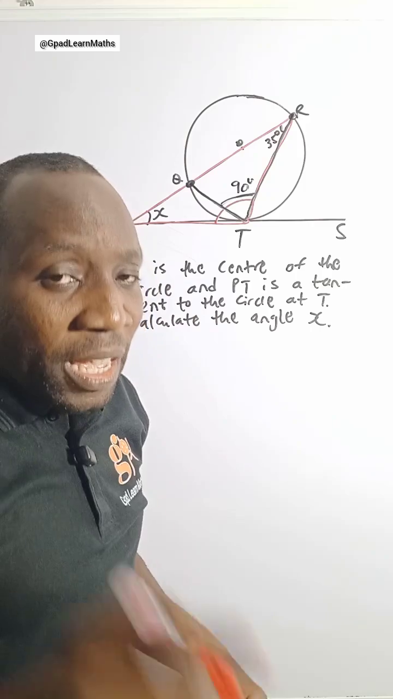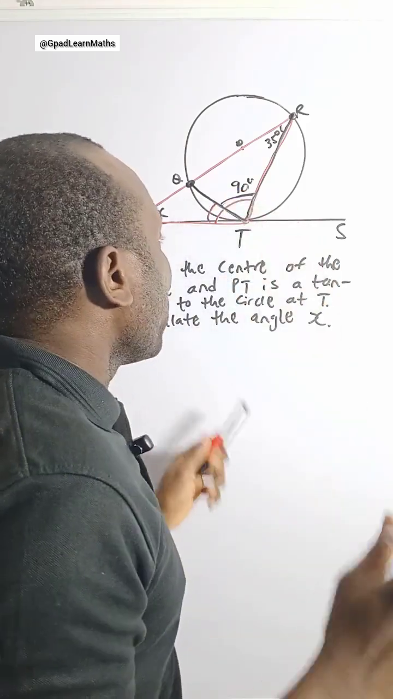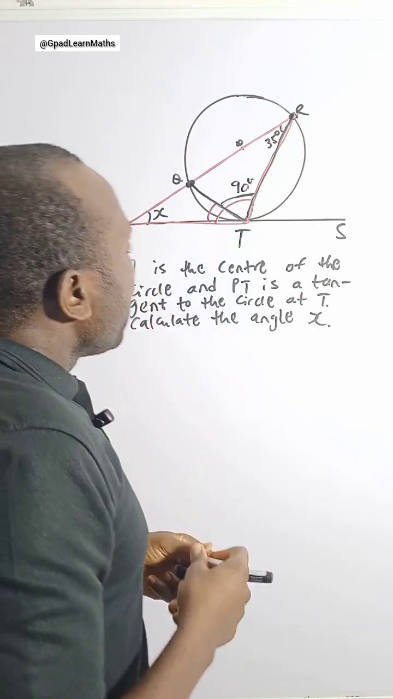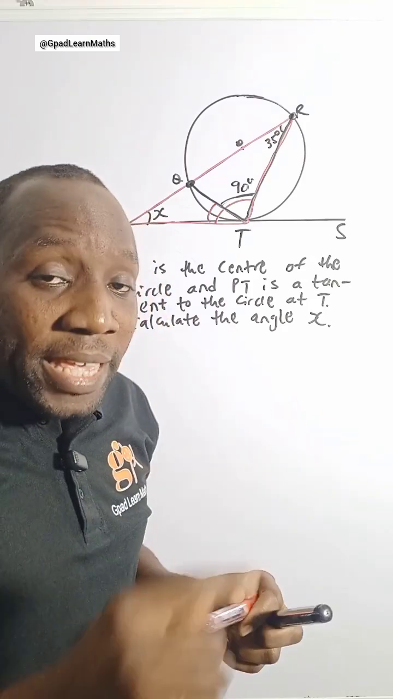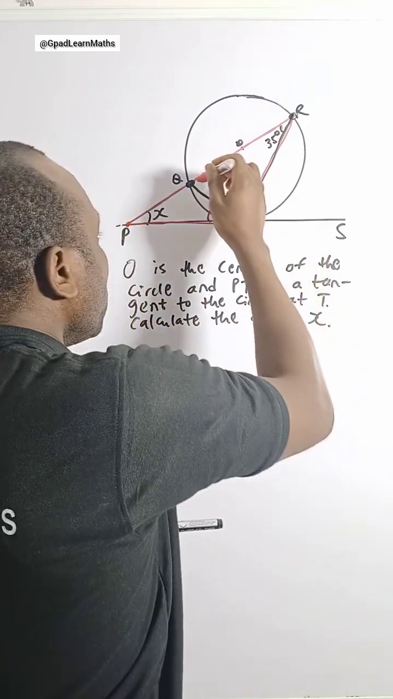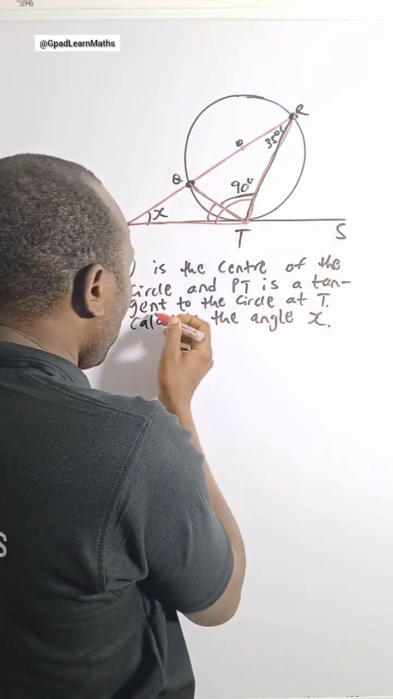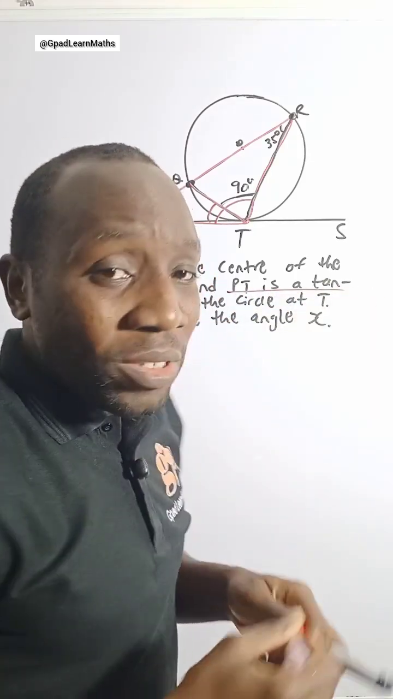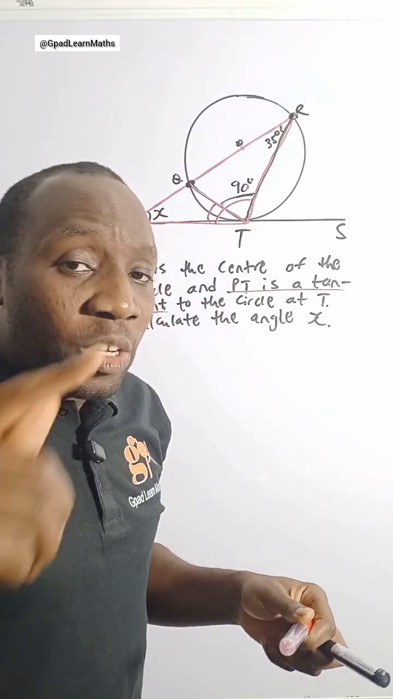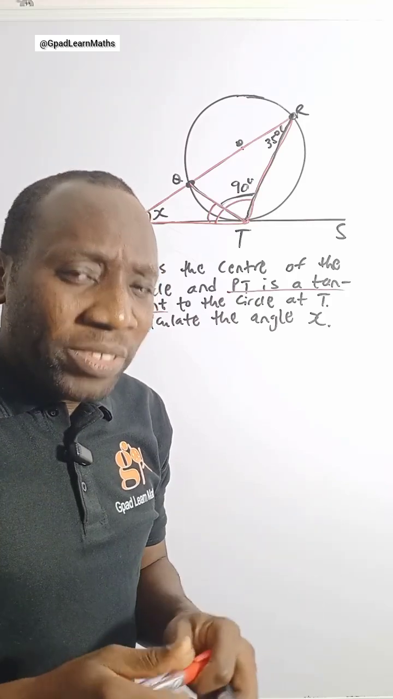Now another question is, how do we get this other angle so that we can easily get angle x? There is an alternate segment theorem that states that the angle between a chord, where's the chord? See the chord here? And a tangent. We were even told that this PT is a tangent. So the angle between a chord and a tangent is equal to the angle in the alternate segment. Don't worry, I will show you how to identify the angle in the alternate segment.